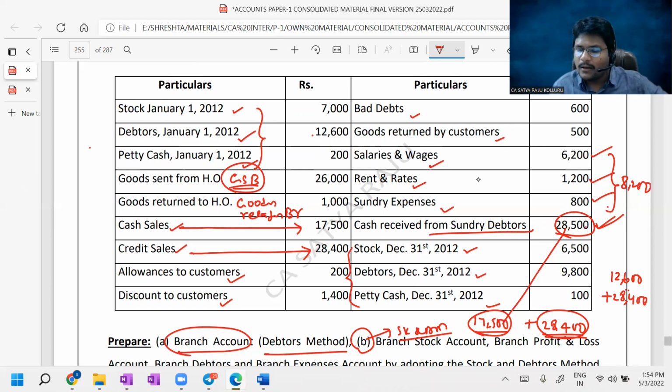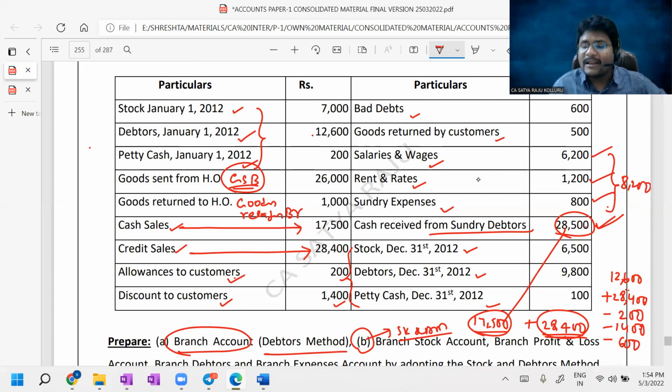Debtors to sales. This is the total debtors balance, out of which you allowed a discount to the customers, 1,400, and allowances to the customers, 200. This amount you cannot recover from the debtors. The total minus 200 minus 1,400 is the amount you are unable to recover from the debtors. And one more thing, 600 became bad debt. That amount also you are unable to recover.